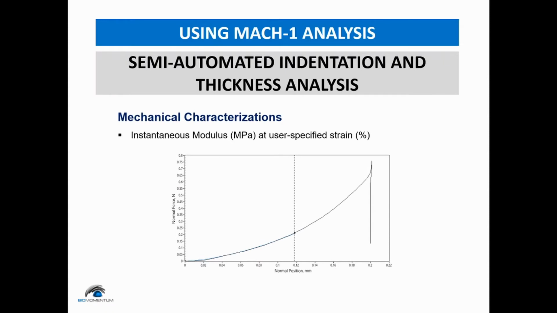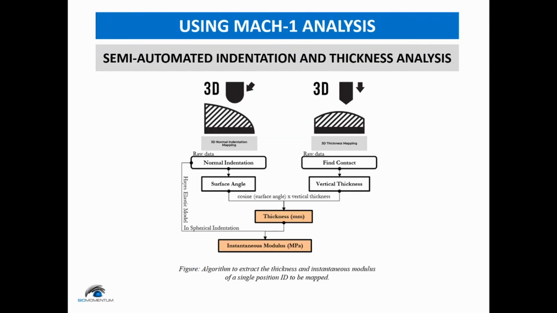The instantaneous modulus at strain, in units of megapascals, is the instantaneous modulus when the Hayes model is fit up to the specified strain. For example, if 20% strain is desired, the software will compute 20% of the thickness and fit the model up to that value. It should be noted that the instantaneous modulus characterizations can only be computed when a thickness dataset has been imported.